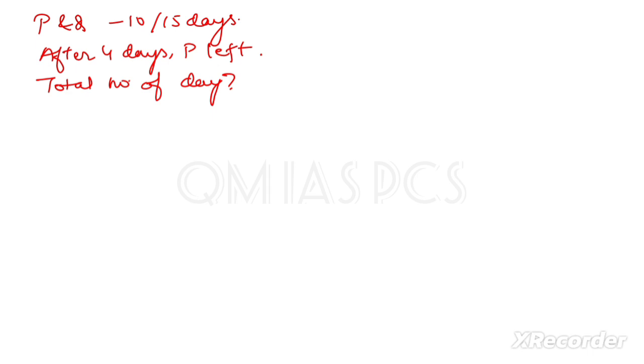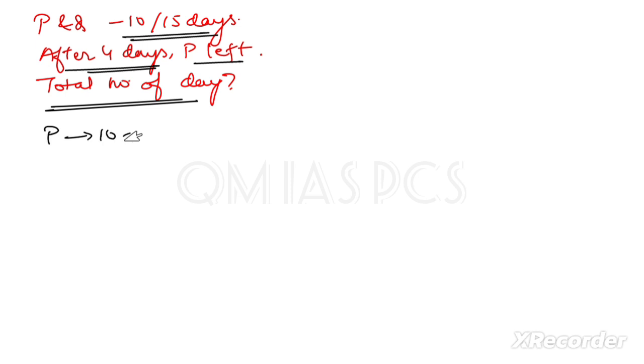The question was given like P and Q can do a work in 10 days and 15 days respectively, and after 4 days P left. It always happens. After 4 days P left, then the remaining work is done by Q alone. Then we have to find the total number of days required to complete the work. You understood the question, right? So P is taking 10 days and Q is taking 15 days.